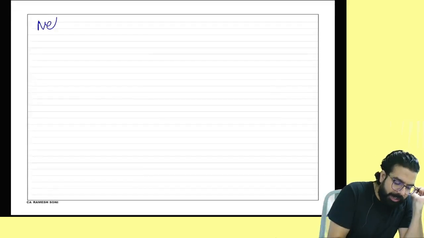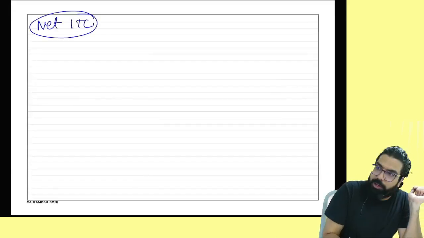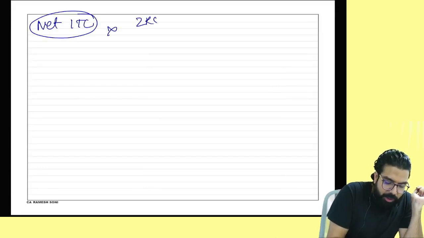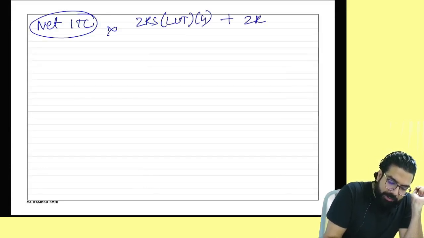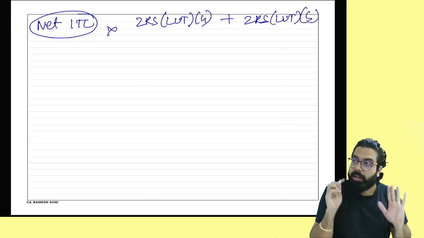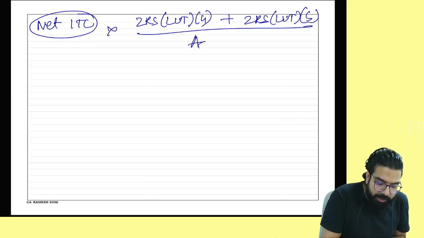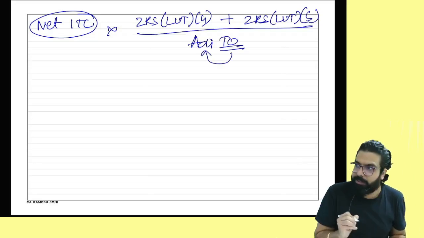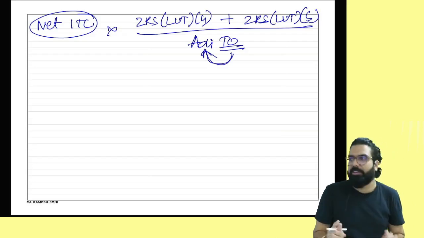Now tell me one thing. Did you understand net ITC? Everyone got it? Did you understand zero rated supply under LUT for goods? Did you understand zero rated supply under LUT for services, how to calculate? Yes? Now, the next thing you need is adjusted turnover little adjust. Turnover little adjust. Listen.